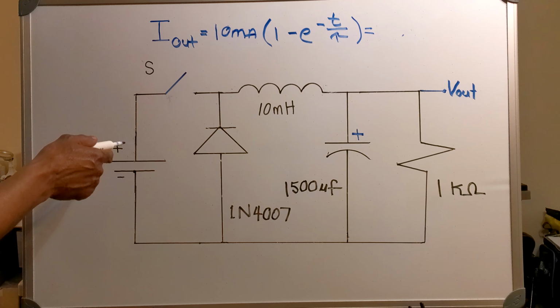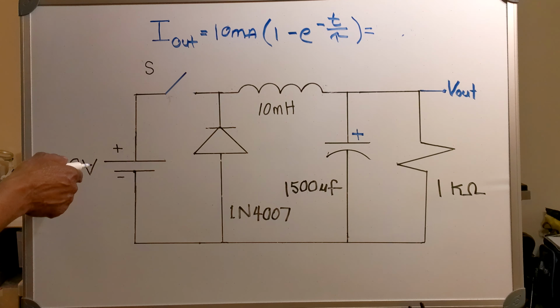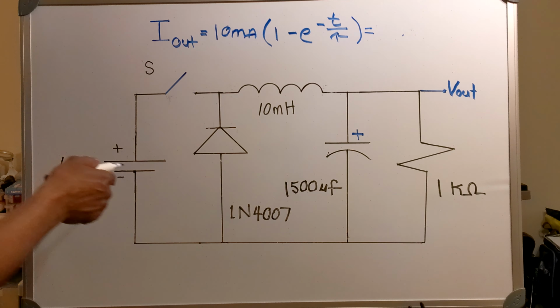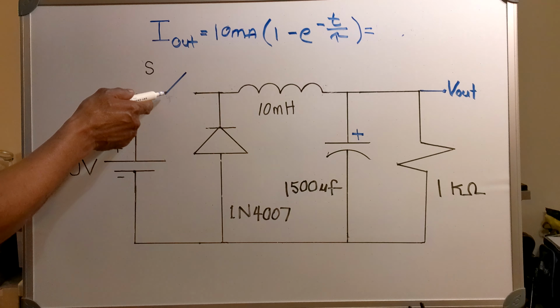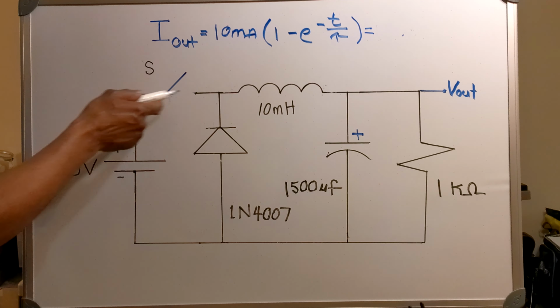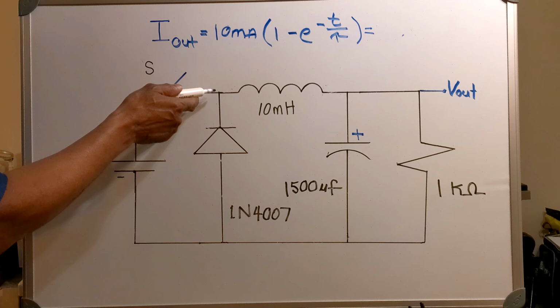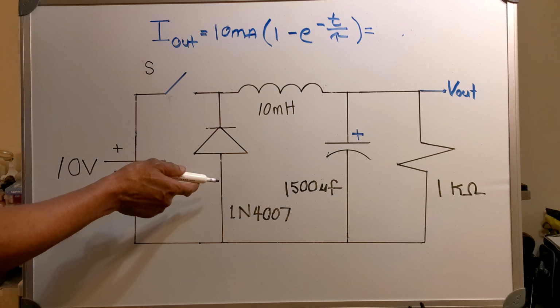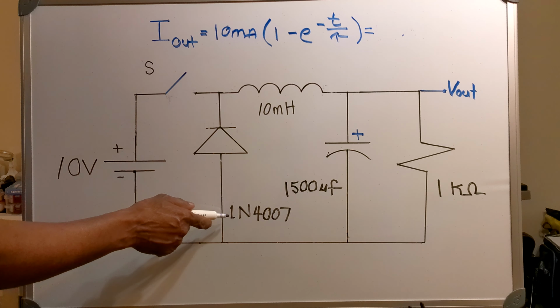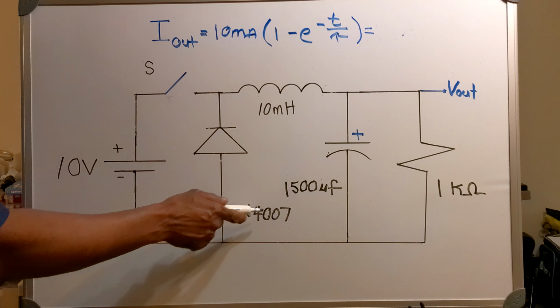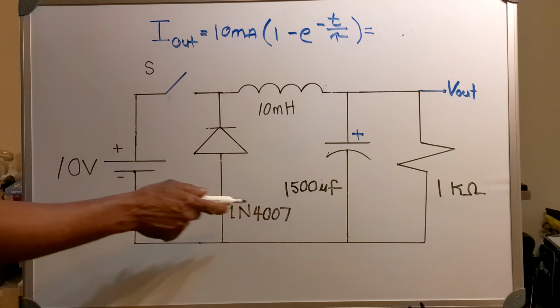Now in this video, I've got a 10-volt DC source. I've got a switch. Across my source, I've got a diode, and my diode is the 1N4007.